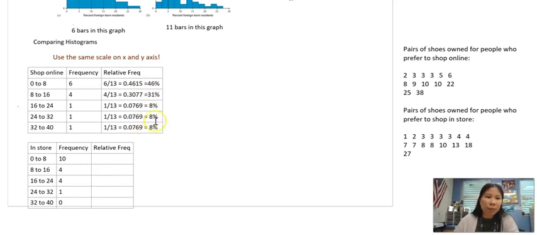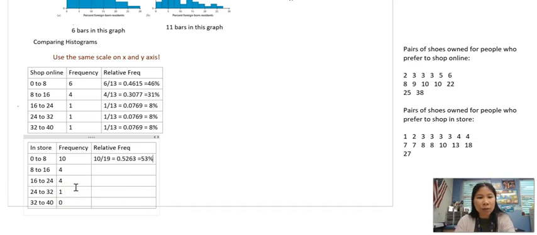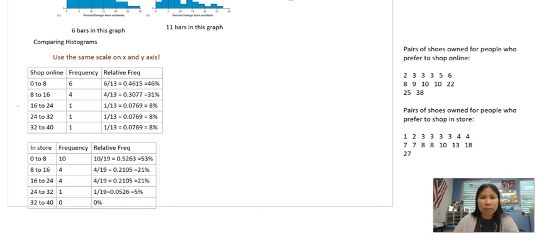Okay, we do the same thing with all our others. It is for my people who like to shop online. Here's all my relative frequencies. Let's do the same thing for the in-store people. So again, 10 divided by, and then the total in this data set, adding all of my frequencies up, I get 19. So that would be rounded to 53%, and we continue. We've got all their relative frequencies.